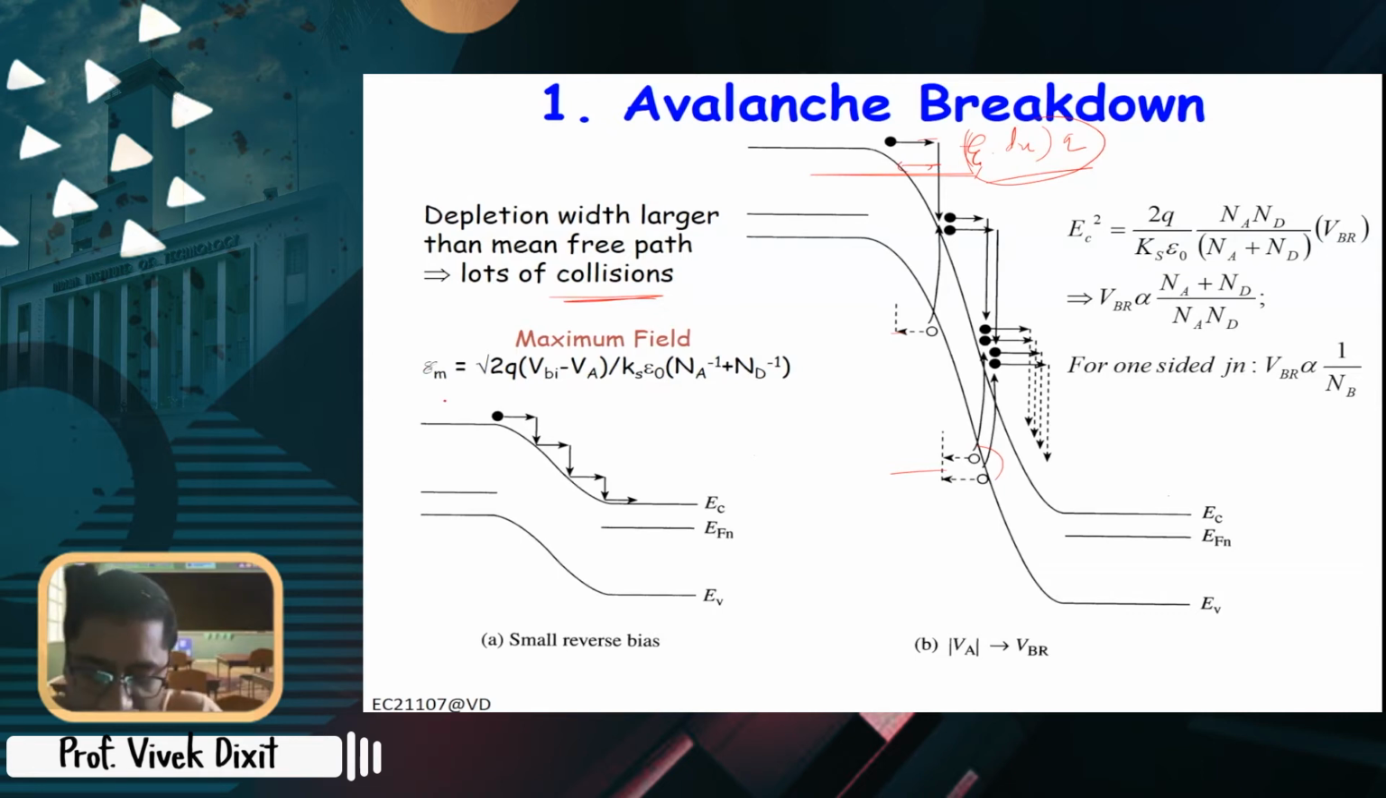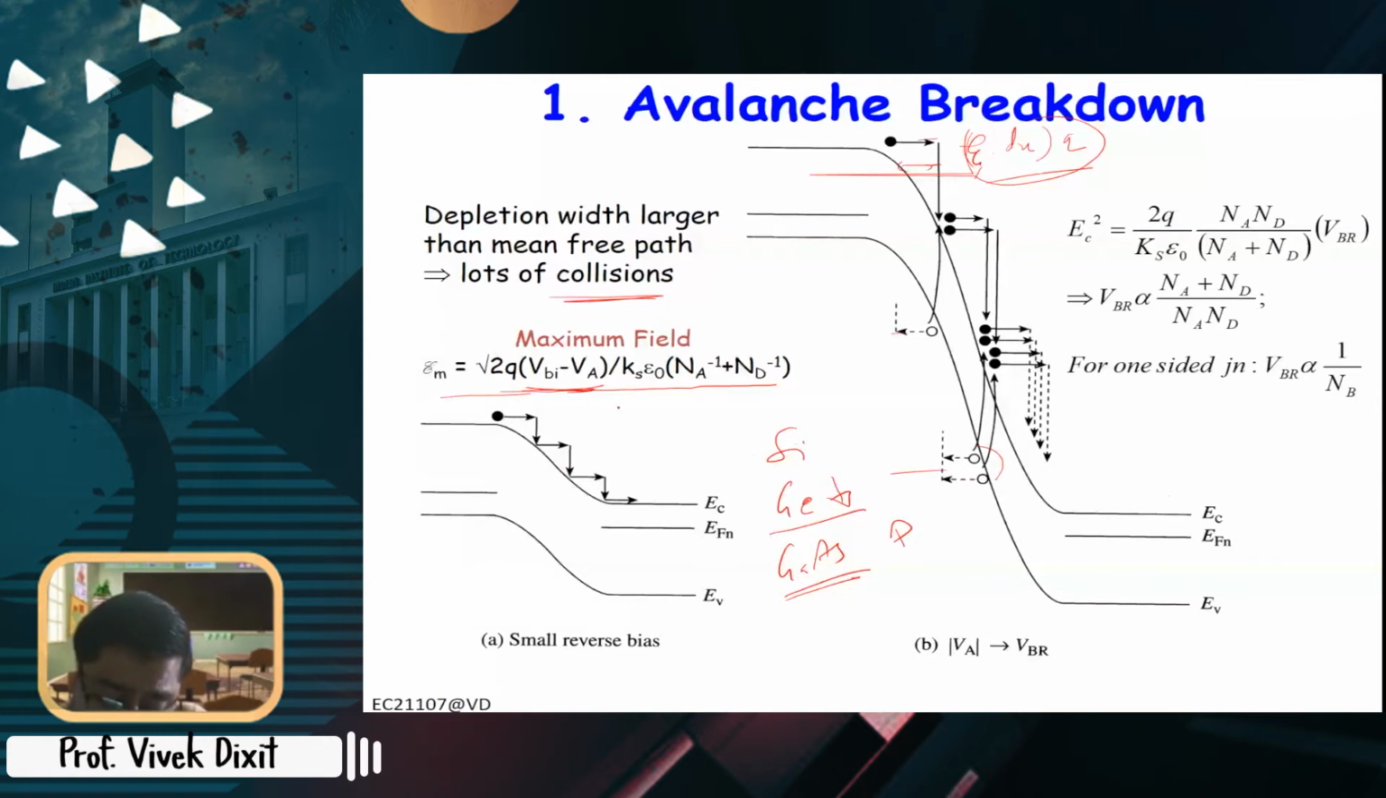Now if you recall, what is the expression for maximum field? Maximum field is basically the square root of 2q (Vbi minus Va) by epsilon times (Na inverse plus Nd inverse), right? So this field will increase with applied bias, if your reverse bias is more than a certain value. Now every semiconductor has a certain breakdown field. For example, silicon has a breakdown field of the order of megavolt per centimeter. You have germanium, you have gallium arsenide, and this breakdown field depends on the band gap. If the band gap is large, the breakdown field will be more. If the band gap is small, the breakdown field will be small, because it's easier to generate an electron hole pair.